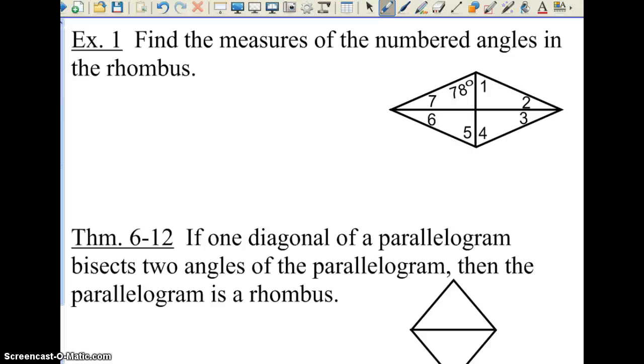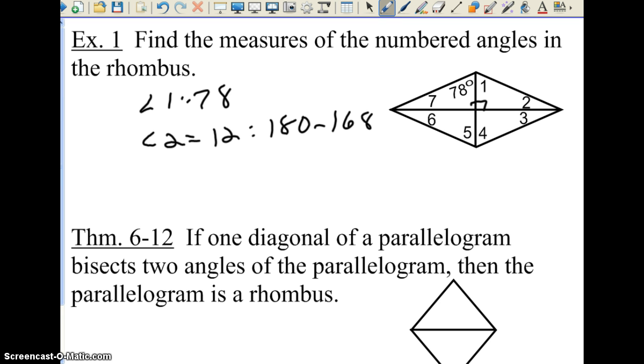Angle 1. Well, if it bisects, it's the same. It's 78. Well, that's 90 right there. So 78 plus 90 is 168. That makes angle 2 12. That's 180 minus 168. Angle 3 is equal to angle 2, so it's also 12. Angle 4, well, that's the same thing as angle 1. It's going to be 78.